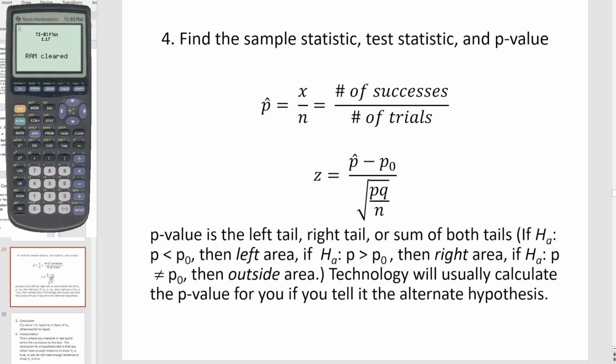Step 4 is finding the sample statistic, the test statistic, and the p-value. Here, p hat is x divided by n. That's the number of successes divided by the number of trials. And the test statistic, z, is p hat minus p naught divided by the square root of p naught times q naught all over n. The p-value is the left tail, right tail, or sum of both tails. Technology will usually calculate the p-value for you if you tell it the alternate hypothesis, and we'll see that shortly.